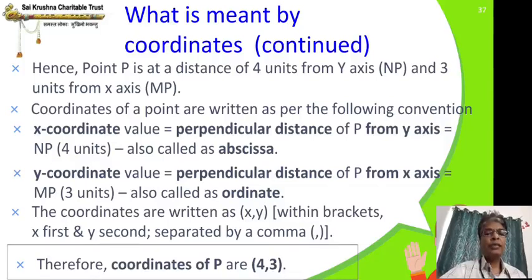Correct. So the coordinates are nothing but the location of P with reference to what? Think about it. 4 is from y-axis, correct? 3 is from x-axis, but the coordinates basically it means they are 4 comma 3 from the origin. This is what it actually means. So with reference to the origin, the coordinates of P are identified.